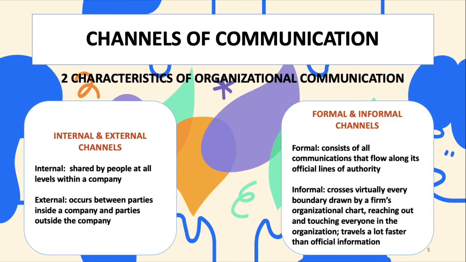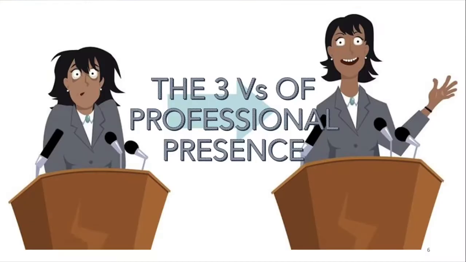Next, we have the formal and informal channels. When we say formal, it consists of all communications that flow along its official lines of authority. Okay? So susundin niya talaga yung nasa organizational chart. Informal naman crosses virtually every boundary drawn by a firm's organizational chart, reaching out and touching everyone in the organization. It travels a lot faster than official information. That's informal channel. Okay? Next.